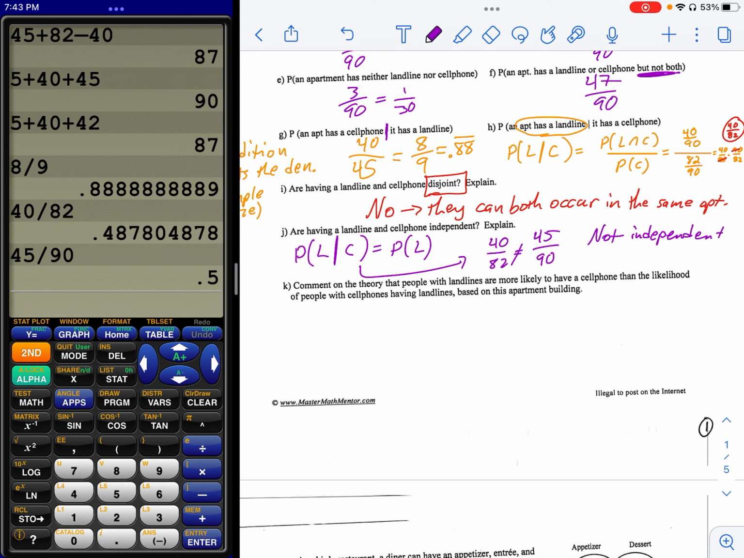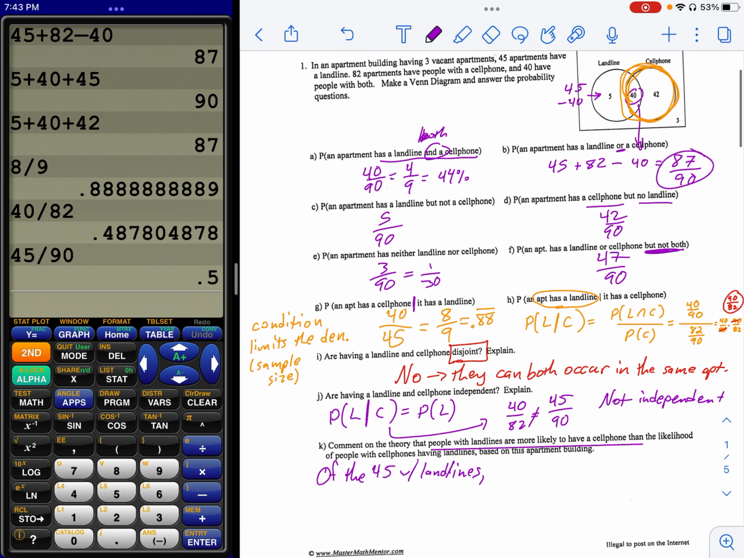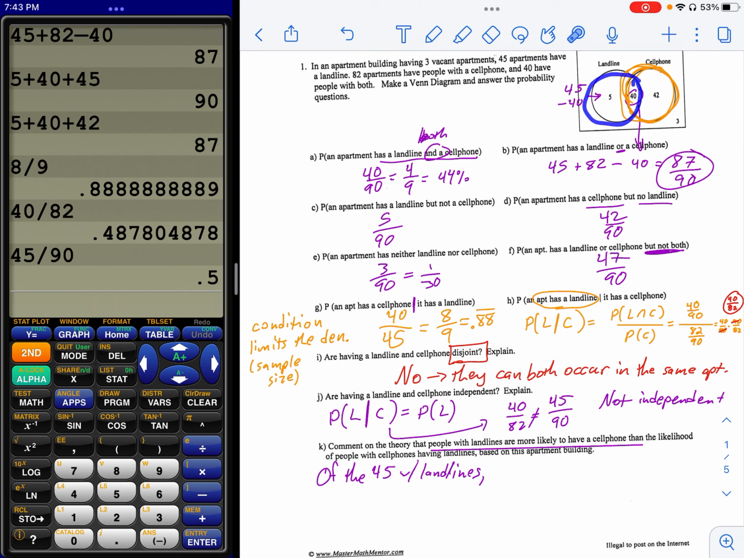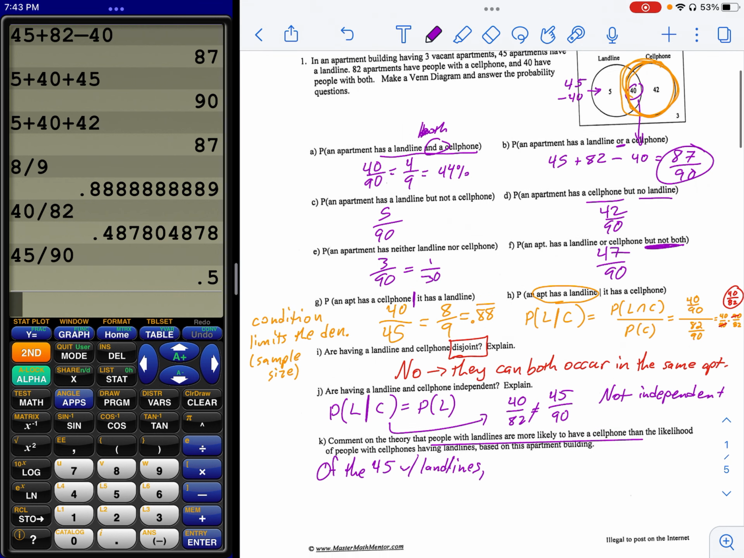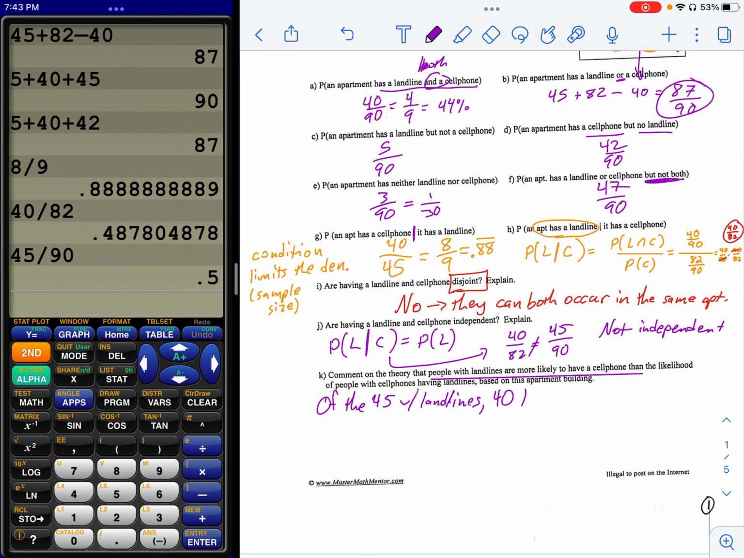So I'm going to try to write a little conclusion about each part. So it says the theory people with landlines are more likely to have a cell phone. So of the 45 with landlines, of those 45 that had a landline, that's these, how many had a cell phone? Well, 40. Okay, 40 had a cell. So that means the probability there is 40 out of 45.